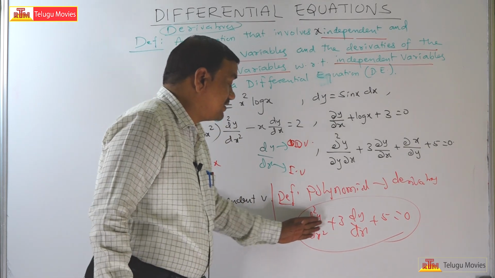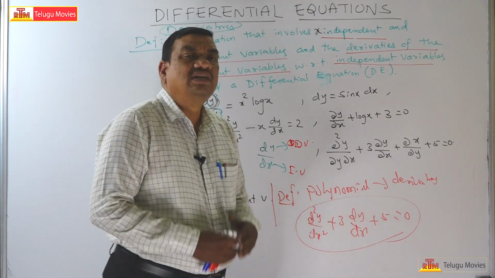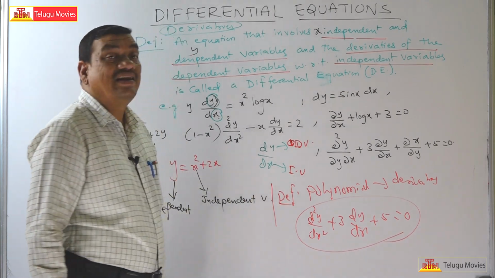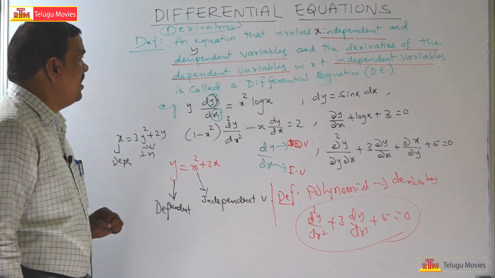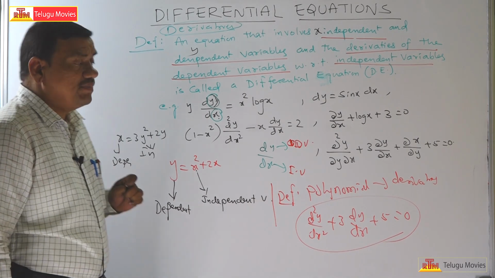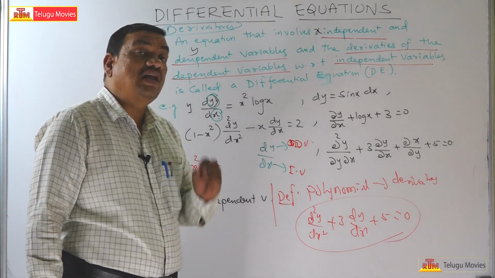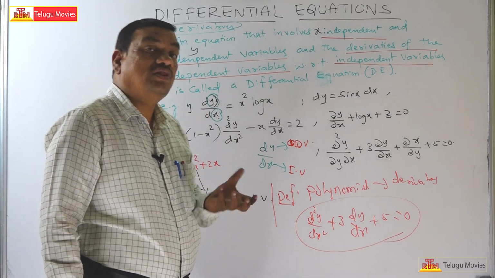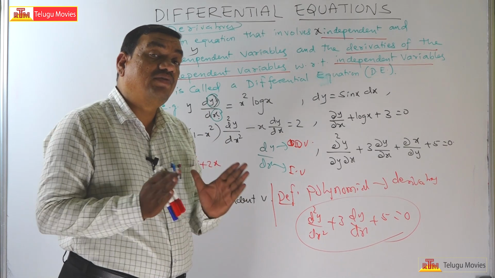So this will become x square plus 3 times x plus 5, just like it is a polynomial form. Okay, so that is also another definition of a differential equation. Now let me explain what are the equations which are not differential equations. If you know that also, then the definition will be very clear.